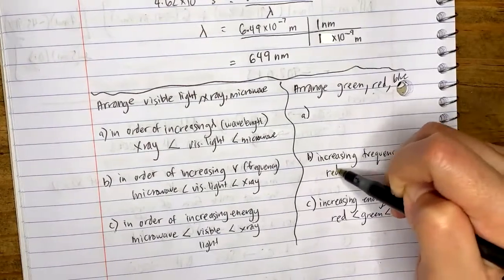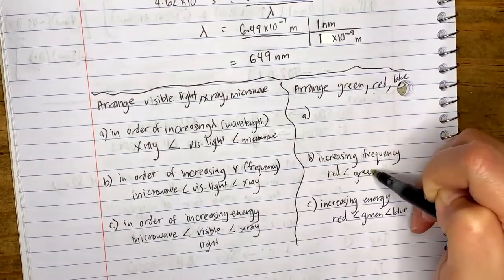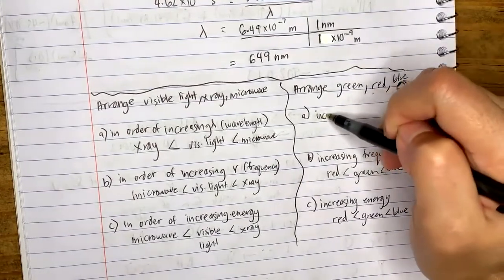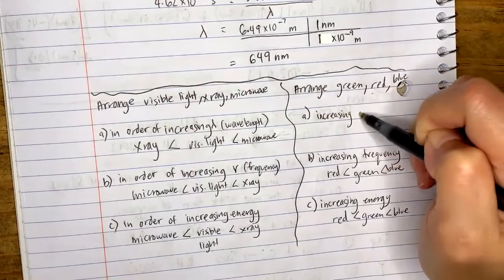So red going up to green, going up to blue. Okay? Now what about wavelength? It's going to be the opposite. Okay? Increasing wavelength.